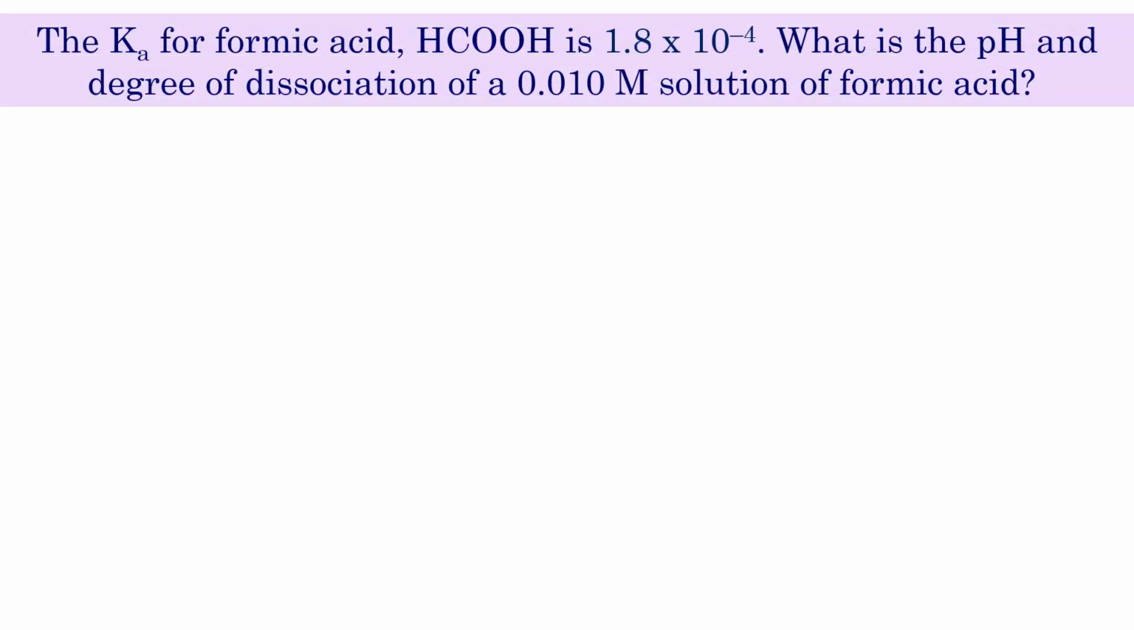Example 1. The Ka for formic acid HCOOH is 1.8 times 10 power of negative 4. What is the pH and degree of dissociation of a 0.010 molar solution of formic acid? First of all, we need to identify the type of acid or base. HCOOH is a weak acid, so we need to write the ice table to answer this question.